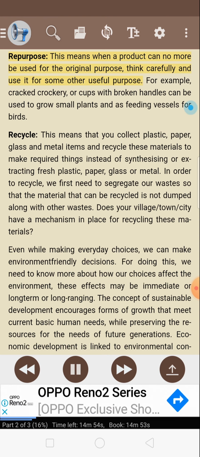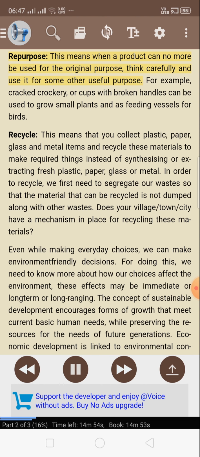Repurpose. This means when a product can no more be used for the original purpose, think carefully and use it for some other useful purpose. For example, cracked crockery or cups with broken handles can be used to grow small plants and as feeding vessels for birds. Recycle.